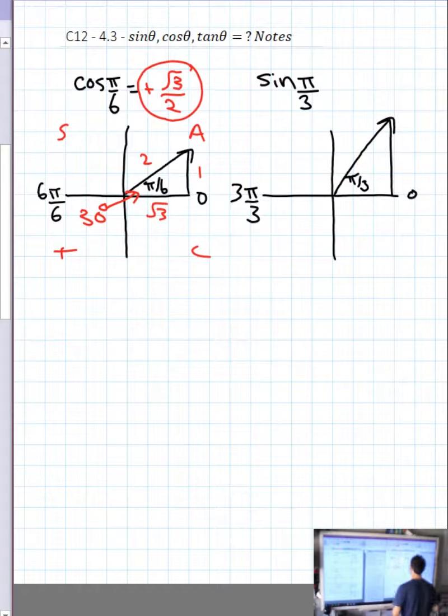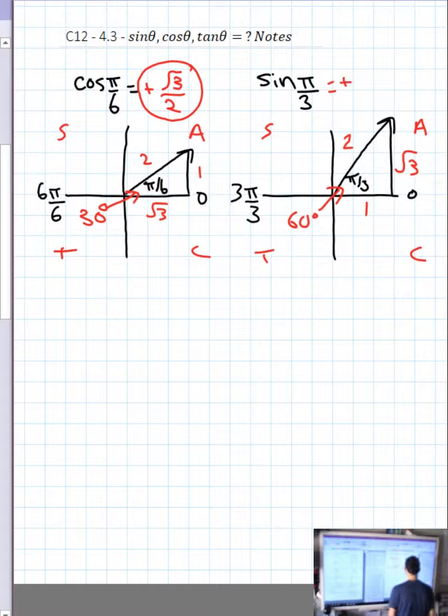I can make my special triangle. Now remember, pi divided by 3 is 60 degrees. And opposite of the 60 is the root 3. We have an adjacent of 1 and a hypotenuse of 2. So looking above, our answer in the ASTC realm will be positive, and the definition of sine is opposite root 3 over hypotenuse 2. And again, feel free to check that on the graphing calculator.